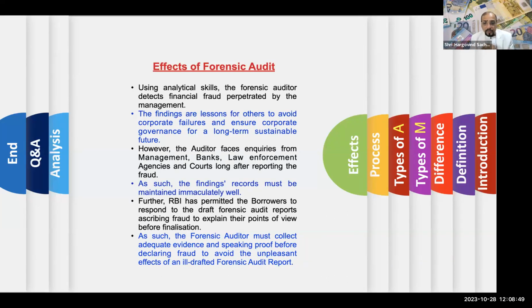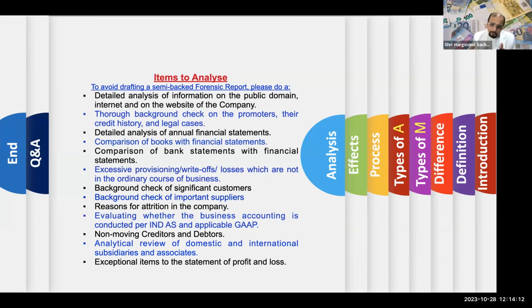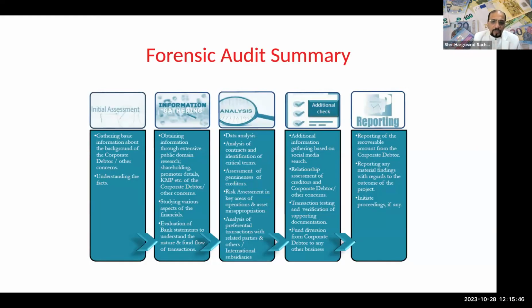Further, RBI has permitted the borrowers now. This is the latest development which has happened, friends. Go to the factory and do some ABC analysis. See whether the cheapest 2 rupee nut bolt is also entered properly and written off properly when it is used. Do public domain research: shareholding, promoter details, key management persons of the corporate debtor, and their associate concerns. You have to study various aspects of the financials, evaluate bank statements to understand nature and fund flow of transactions. You have to analyze data. Forensic audit is actually the analysis of data.